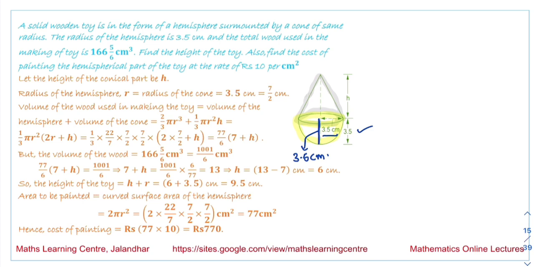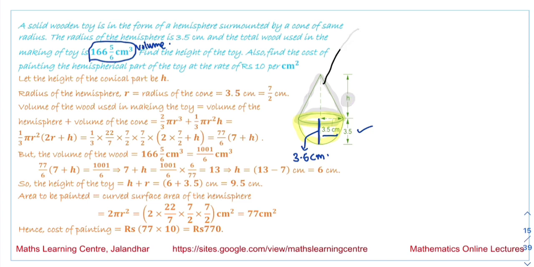And the total wood required or used in making the toy is 166 whole 5 by 6 centimeter cube. So this is the volume of the wood required to make this toy. It means it is the volume of this whole toy. We have to find the height of the toy. So we are saying, suppose the height of this conical portion is h.